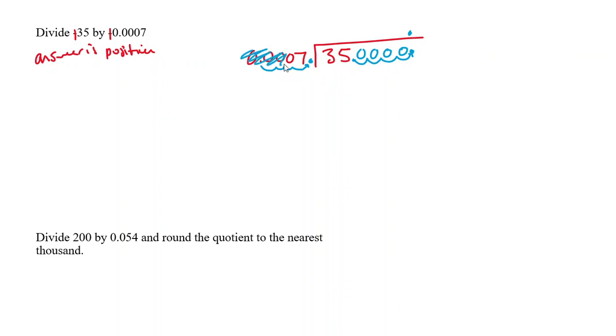I can cross off all these zeros, and so I'm just dividing 350,000 by 7. Well, 7 goes into 3 0 times. It goes into 35 5 times. 5 times 7 is 35. I subtract to get 0, and then I bring down the 0. 7 goes into 0 0 times, and then bring down the next 0, and it goes into that 0 times, and the last 0 times. And now I'm at the decimal point, so I can stop. So the answer is 50,000.